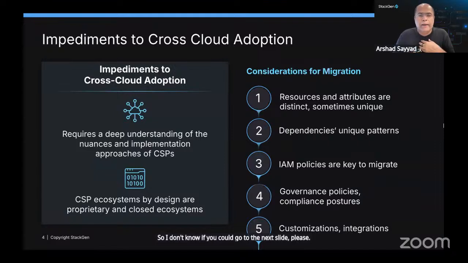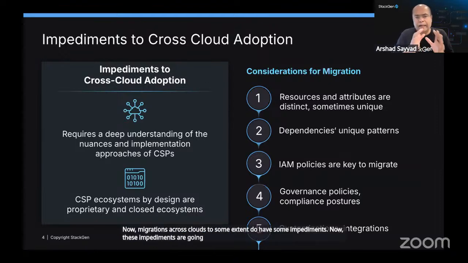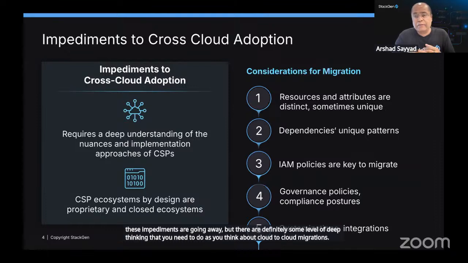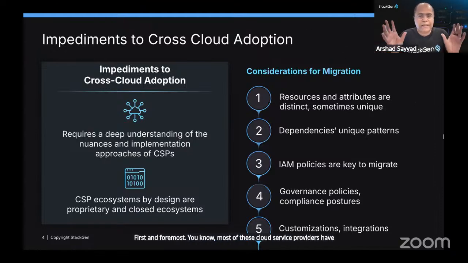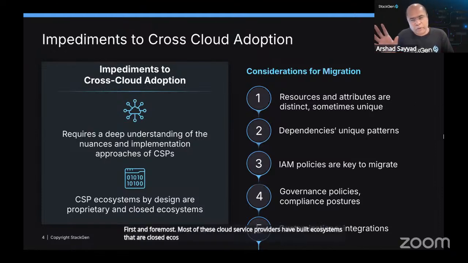Now, migrations across clouds to some extent do have some impediments. Now, these impediments are going away, but there is definitely some level of deep thinking that you need to do as you think about cloud to cloud migrations. First and foremost, most of these cloud service providers have built ecosystems that are closed ecosystems, proprietary to a good degree.